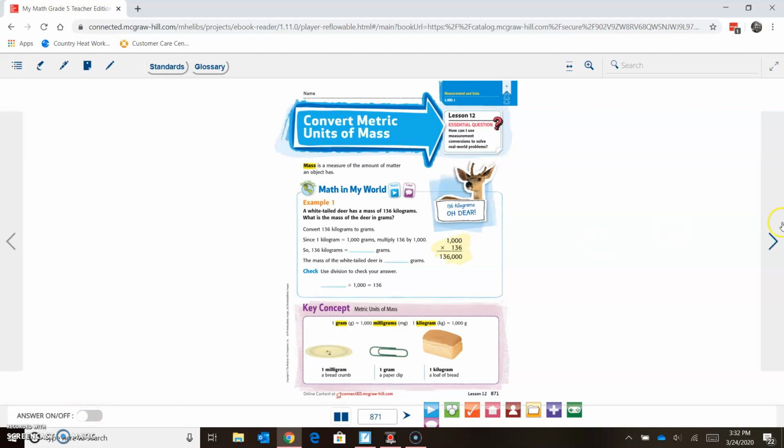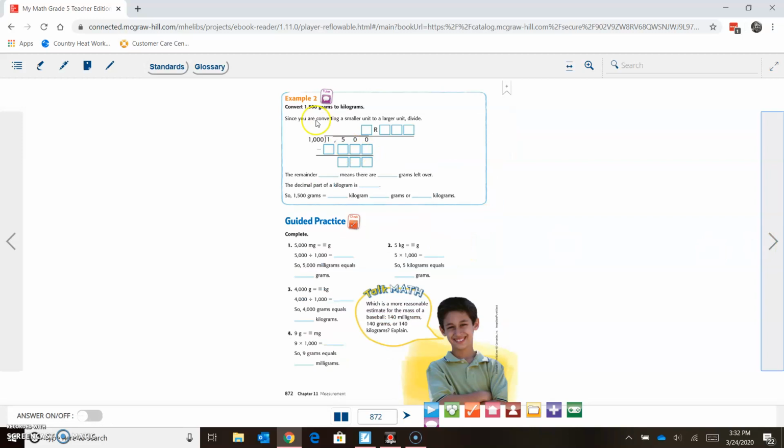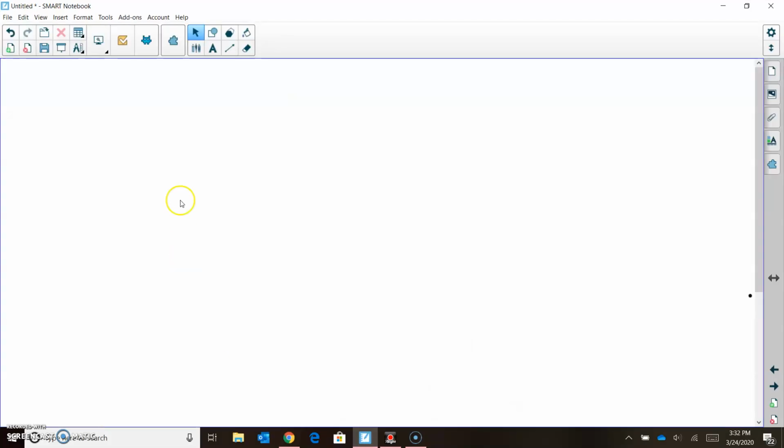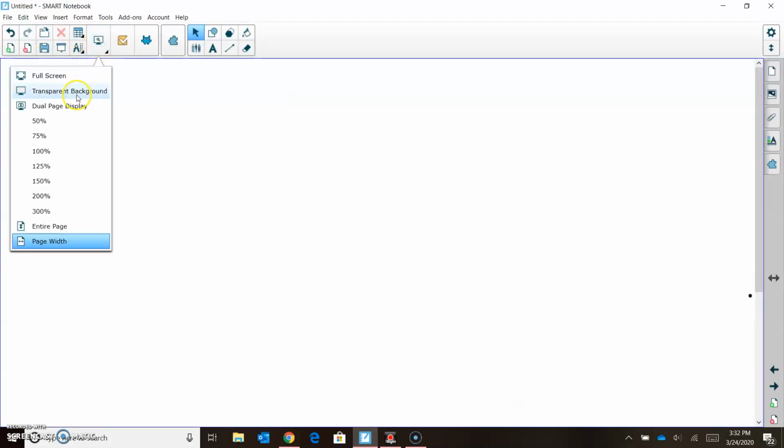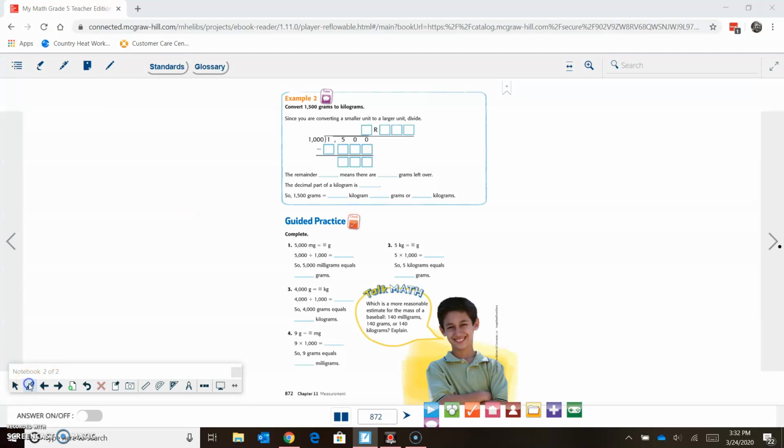All right, next page. Convert 1,500 grams to kilograms. All right, let me grab my pencil here. So we're going to divide 1,500 divided by 1,000. Well, what times 1,000 gets you closest to 1,500 without going over? We know 1 times 1,000 is 1,000, but 2 times 1,000 is 2,000. That went over. So the answer is 1.